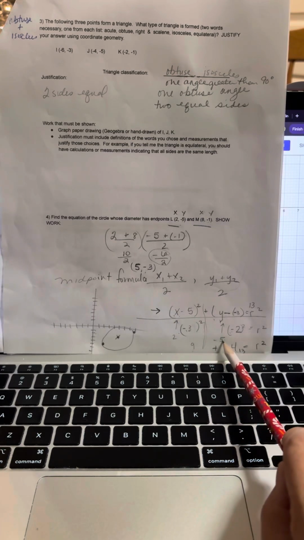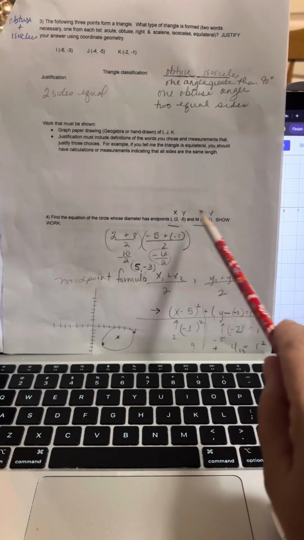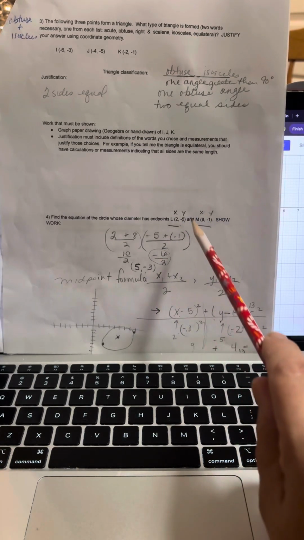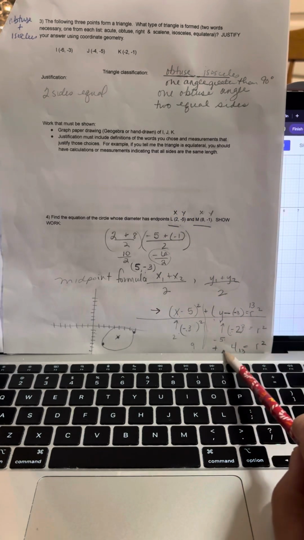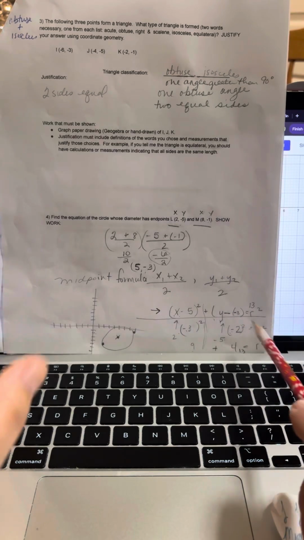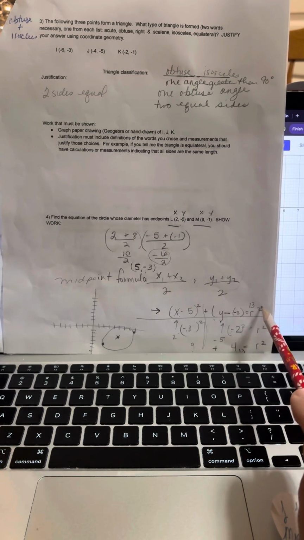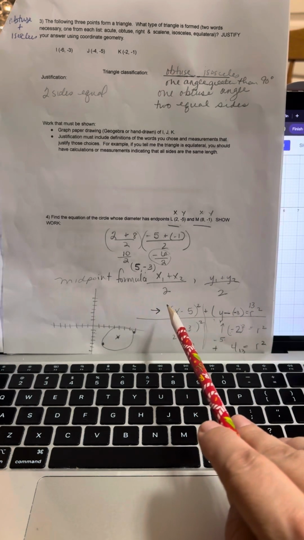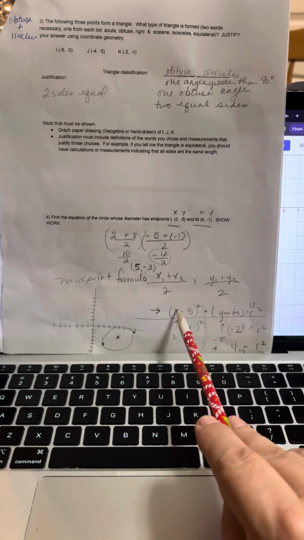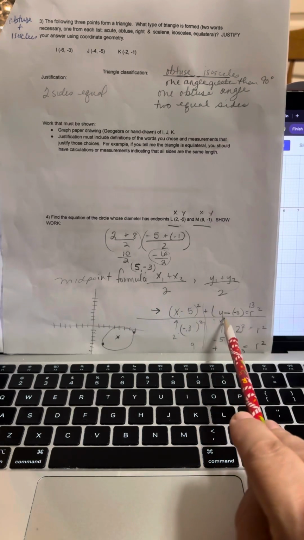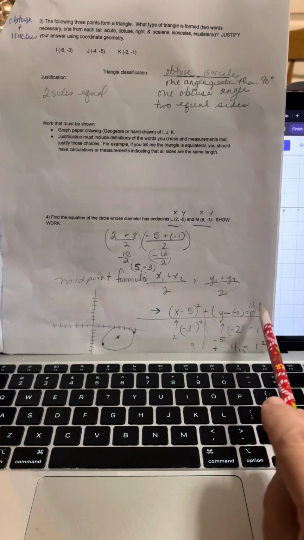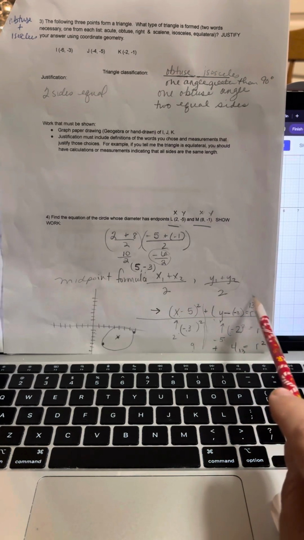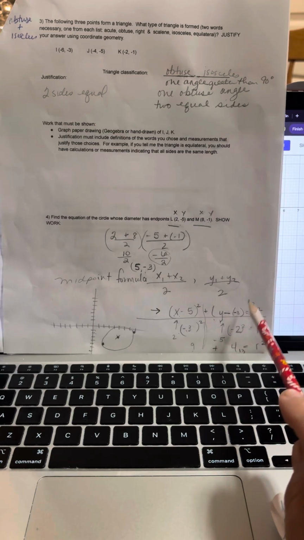Put the 2 here. Oh, you can pick either side. You can pick this one or you can pick this one. And I picked these points and put them in here, and that turned into 9 plus 4 equals 13, which gives us 13 as the r squared. So the equation of the circle is (x - 5) squared plus (y + 3) squared equals 13, because we found the radius squared is 13.